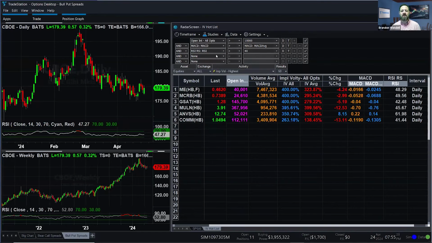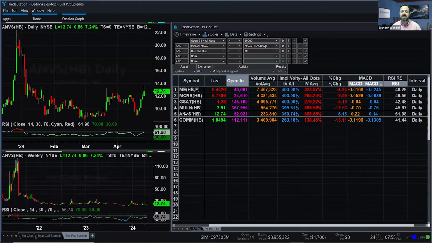Narrowed it down even more. And we want to make sure the implied volatility is high. That may actually cut them all out because I'm noticing none of them are above. Oh, I'm sorry, no, these are above the average. Really cheap stocks though. So that one might work.